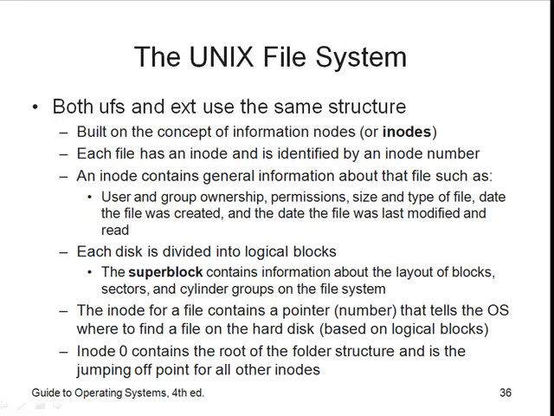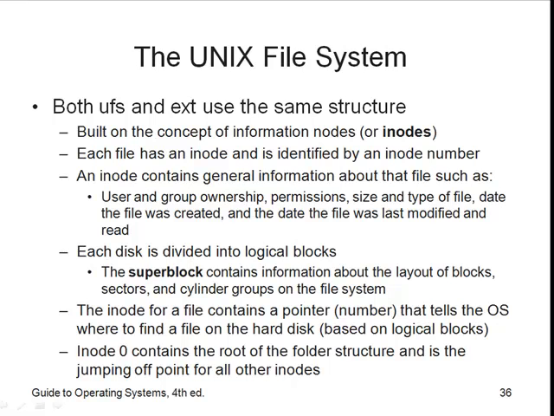Both UFS and EXT use the same structure. It's built on the concept of informational nodes, or inodes. Each file has an inode, or basically a number, that's assigned to it. An inode contains general information about that file that will include the user and group ownership, permissions, size and type of file, the date the file was created, and the date the file was last modified and read.